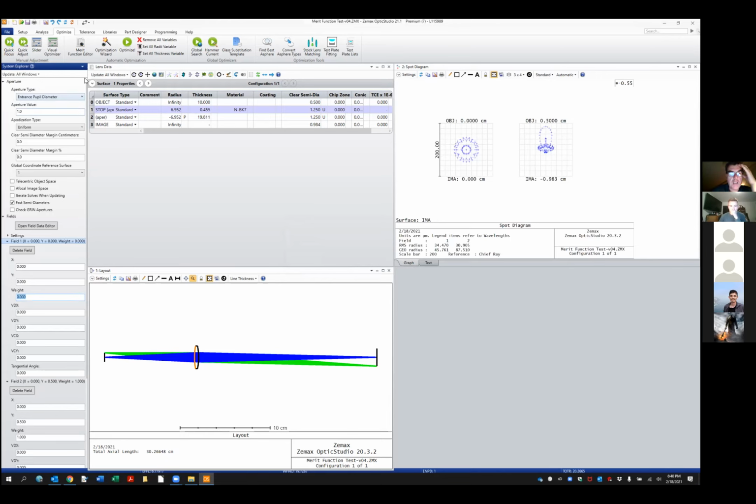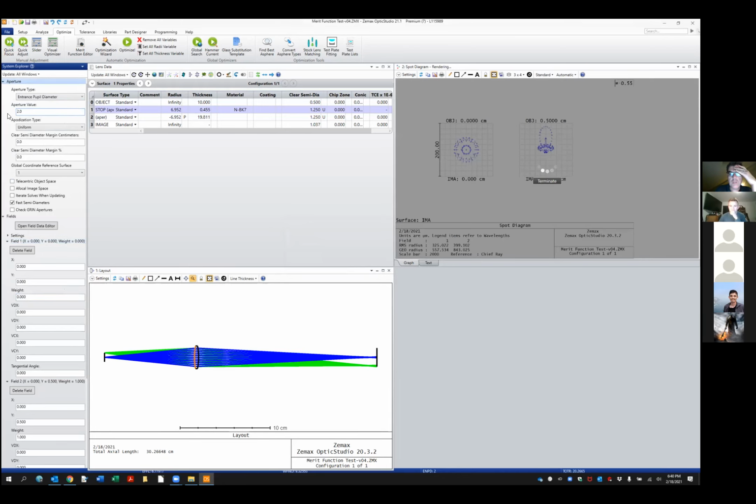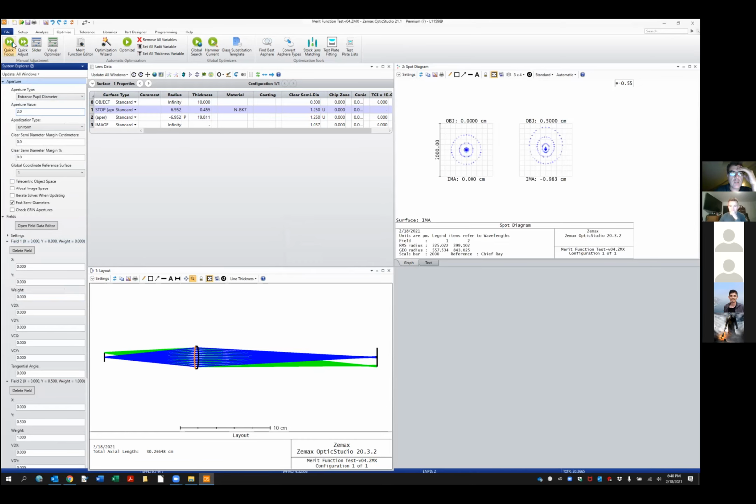So spot size of 30. Then I double my aperture, and I focus. And the spot size goes from 30 to 180. So it got multiplied by 6, which is more than 2 squared, but less than 2 cubed, which means that we have a combination of spherical aberration and coma here.